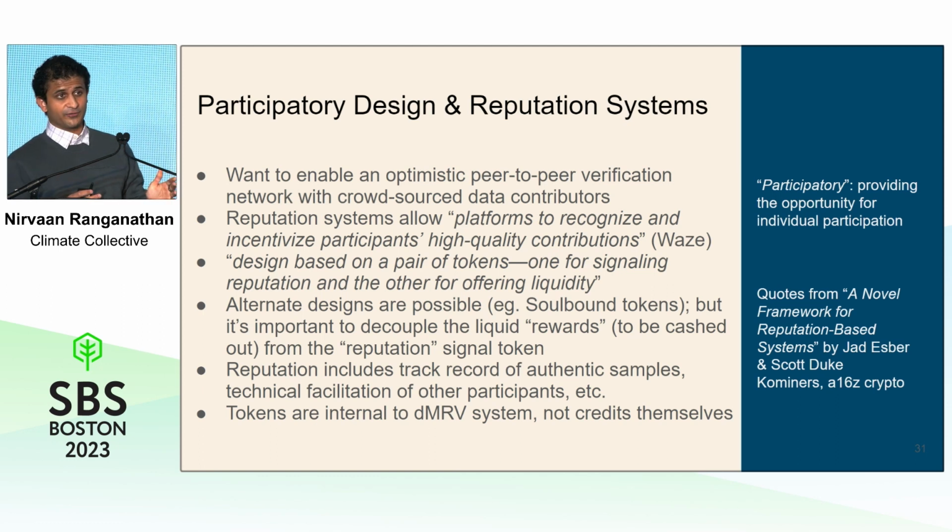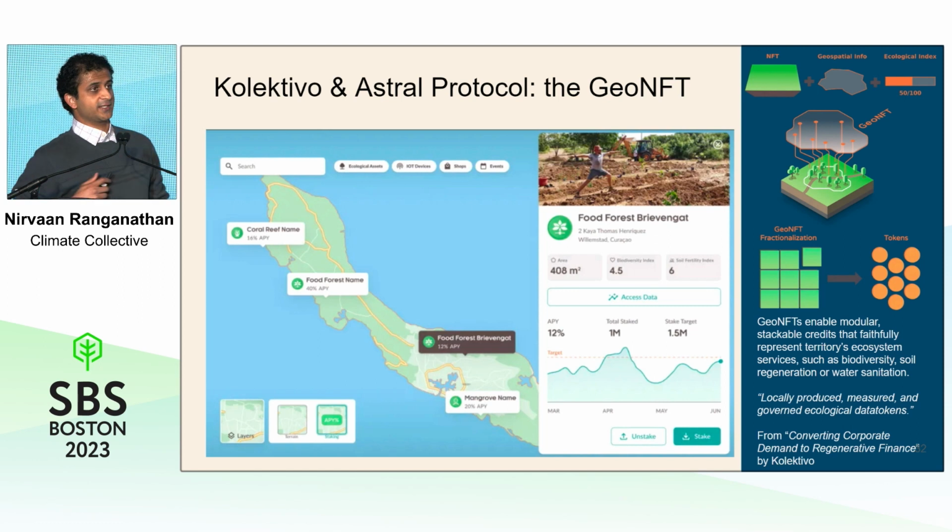But at the end of all of this, you have this token system that represents verification that, okay, between 2023 and 2025, the biodiversity state in this region has improved. But that doesn't necessarily capture the credits or the efforts associated with creating that change. Which is where the next project that I will talk about comes in, Collectivo and Astro Protocol, two of the founding members of Climate Collective, who are directly monetizing these ecological data tokens.